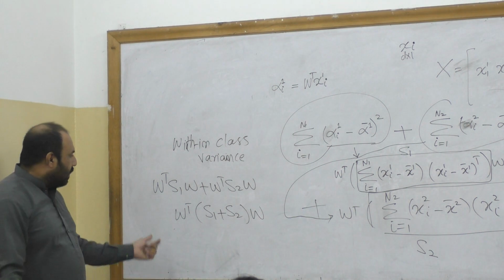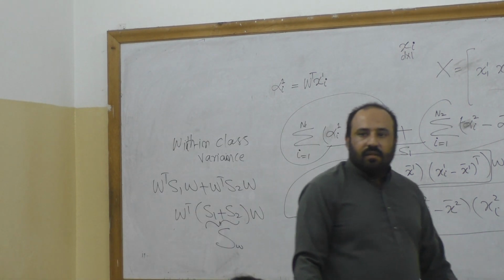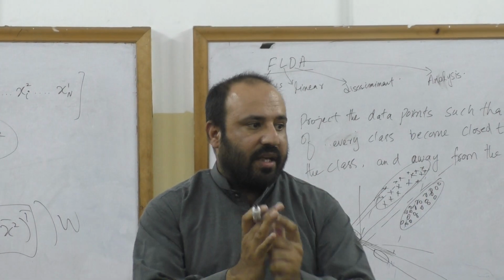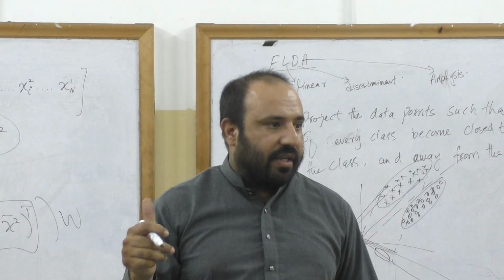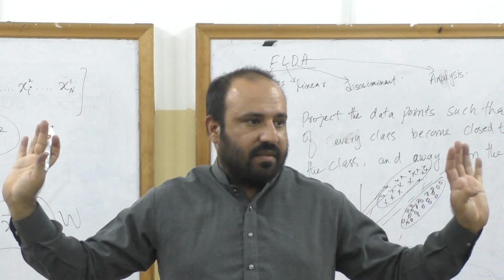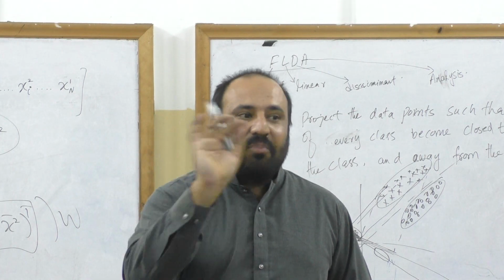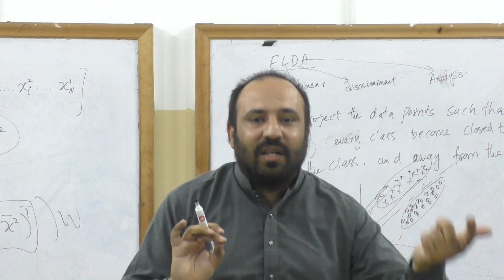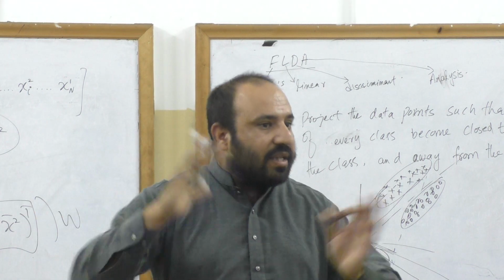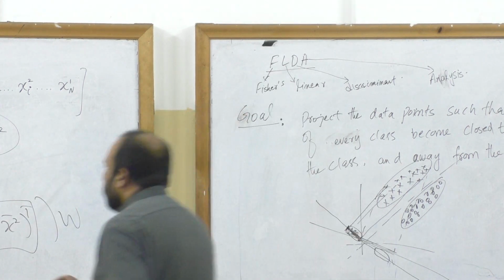Make sense? And I'm calling this S1 plus S2 as SW, the within class scatter, which is the scatter matrix of class 1 and then the scatter matrix of class 2. Just add them together and you have SW, one matrix. So far so good? And I can compute this SW from data. By the way, to compute SW, I need the label information. Because to compute S1, I need all the points of class 1. To compute S2, I need all the points of class 2. So I'm using label information there to compute S1 and S2.